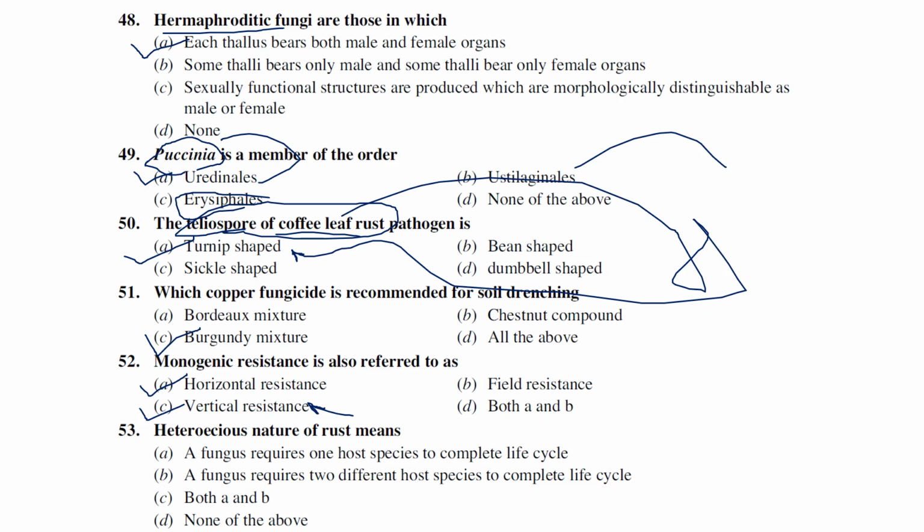We have mentioned this. And the next one is, heteroecious nature of rust means: a fungus requires one host species to complete its life cycle, a fungus requires two different hosts to complete the life cycle, both A and B, none of the above. Hetero means different, oecious means house, the host the pathogen requires. So hetero means the pathogen requires more than one host, two different hosts, to complete the life cycle, and is known as heteroecious. The best example for heteroecious macrocyclic rust is wheat stem rust. So heteroecious means a fungus requires two different hosts to complete the life cycle. Best example is wheat stem rust.